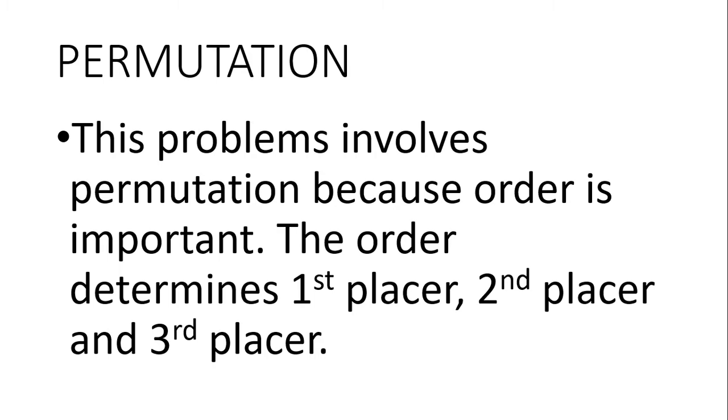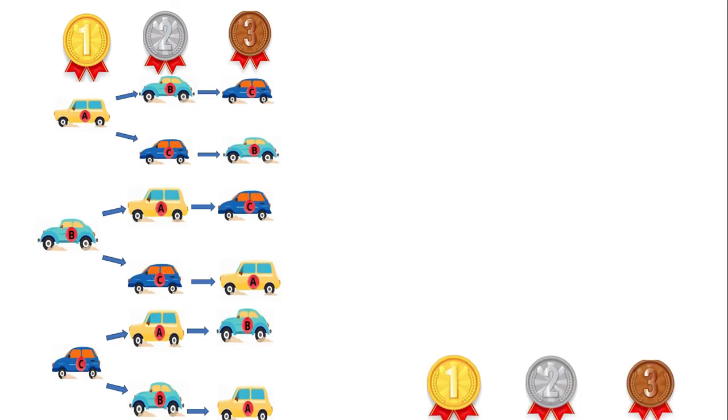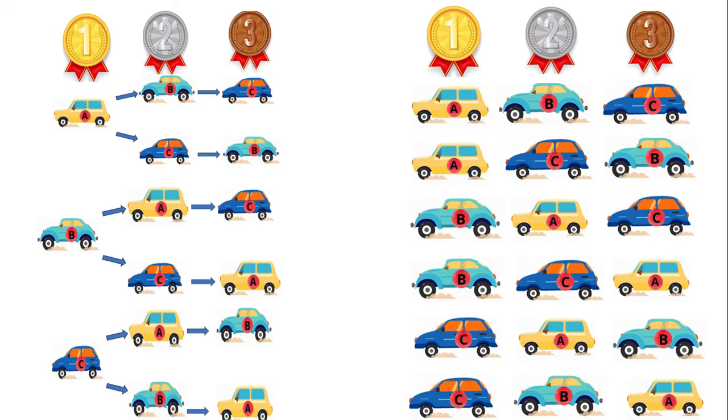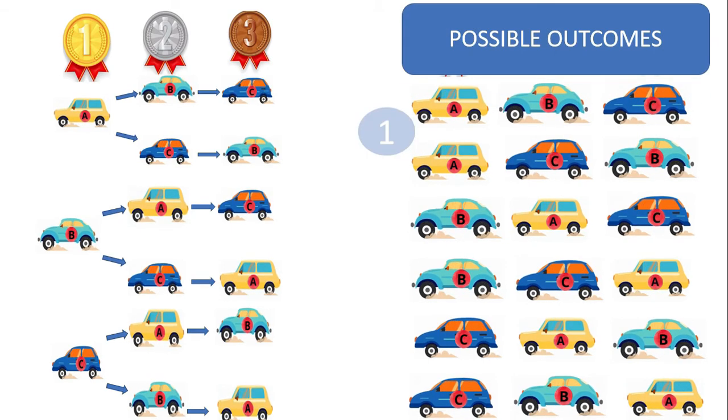We already discussed how to illustrate a tree diagram in the previous video. Suppose we have already illustrated the tree diagram as follows. We can see that there are 6 possible race results. Therefore, our answer in question number 1 is 6.